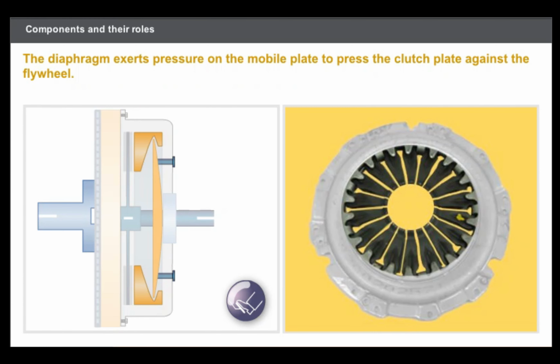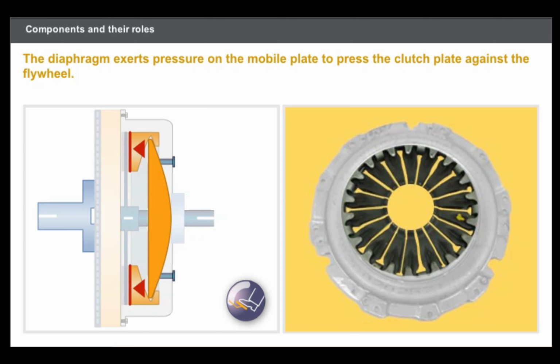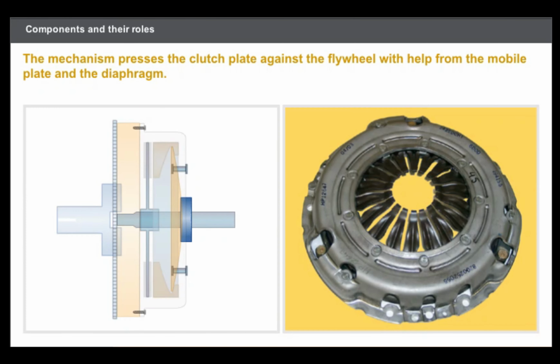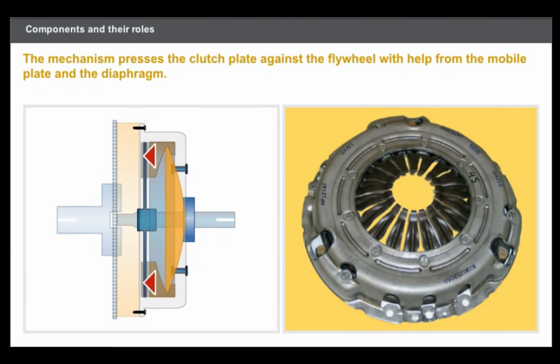The diaphragm is a spring in the shape of a conical plate, which includes radial slots that allow it to be compressed. The diaphragm exerts pressure on the mobile plate to press the clutch plate against the flywheel. The mechanism is screwed into the flywheel. It is composed of the diaphragm and the mobile plate. The mechanism presses the clutch plate against the flywheel, with help from the mobile plate and the diaphragm.